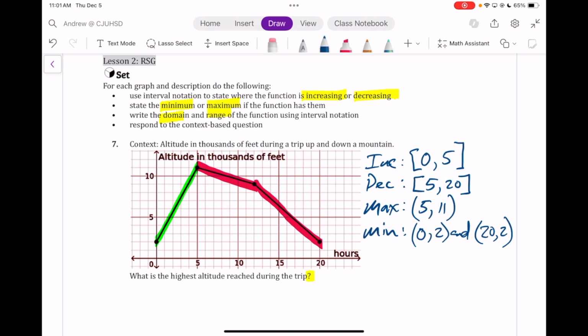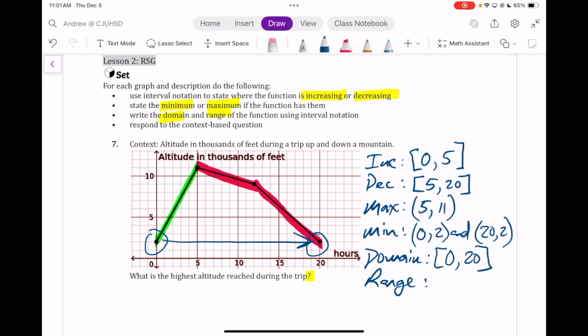And domain and range. So the domain, where am I allowed to be in the x-axis? Anywhere from 0 to 20. Range, where am I allowed to be in the y direction? Anywhere from 2, here again, 2 up to 11. The range all goes from 2 to 11.